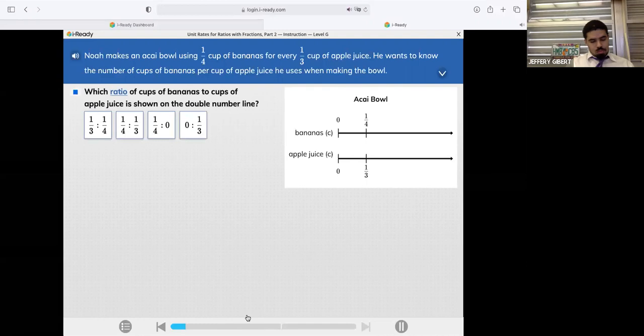Which ratio of cups of bananas to cups of apple juice is shown on the double number line? All right, so I'm going to do the first section. Then I'll do the first question of the second section, and then I'll call on people for help. All right, so cups of bananas to cups of apple juice. So cups of bananas comes first. Cups of apple juice comes second. So cups of bananas is 1/4. So the first number needs to be 1/4. Cups of apple juice second, 1/3. So the second one needs to be 1/3. So that means the second one is going to be the answer.